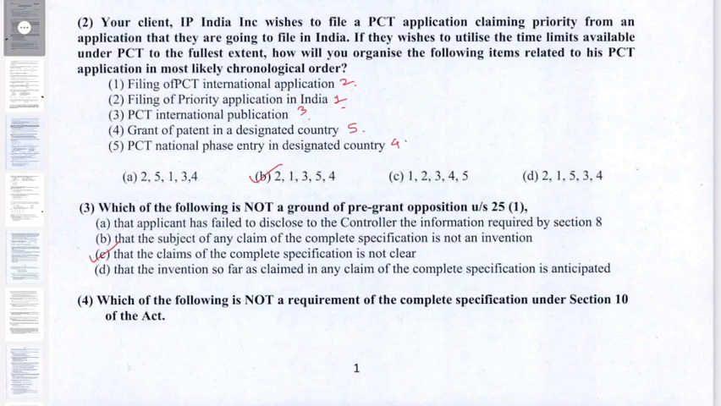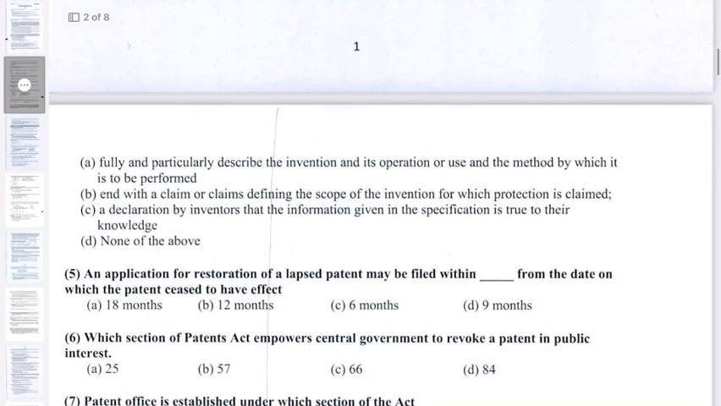Next question, which of the following is not a requirement of the complete specification under section 10 of the Act? Fully and particularly describe the invention and its operation or use and the method by which it is to be performed. So this is needed. End with a claim or claims defining the scope of the invention for which protection is claimed. This is also essential. A declaration by inventors that the information given in the specification is true to their knowledge. This can be given later, like after the complete specification. So the correct option is C.